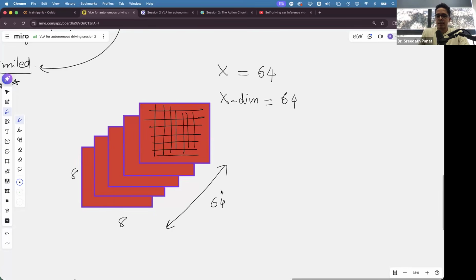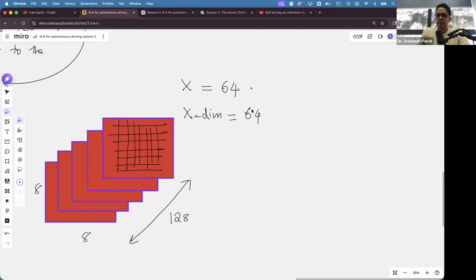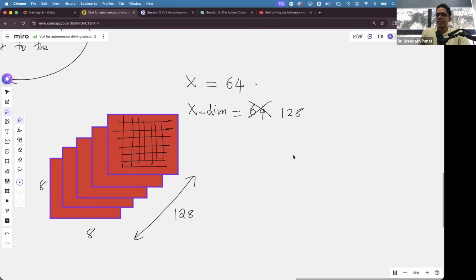Now let me ask you one more thing. If I change this to 128, what changes? Is X changing or X dimensionality changing? X dimensionality changes. The channel dimension will become the dimensionality of the embedding space. So this, instead of 64, it will become 128. Now just tell me, if I have 64 tokens, what will be the shape of my attention weights matrix?